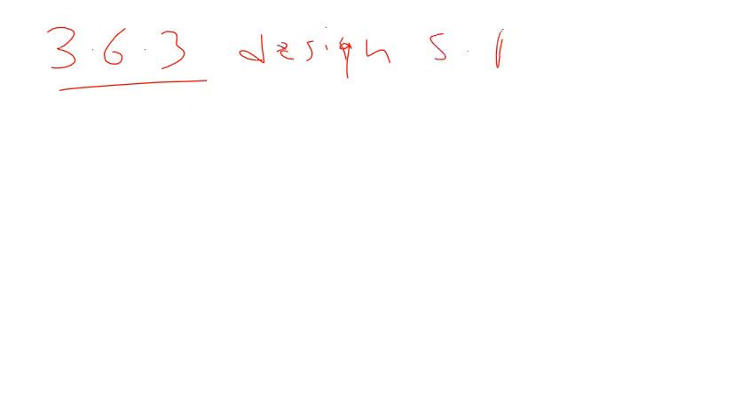Okay, we will solve problem number 3.6.3. This is a design problem on singly reinforced beams. I will read out the problem.